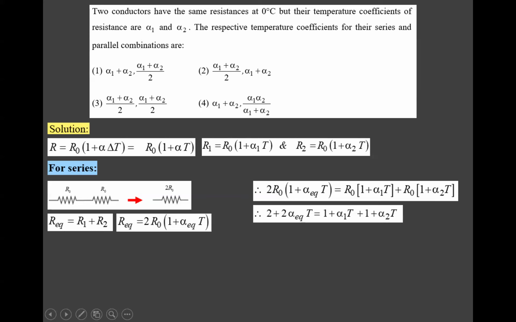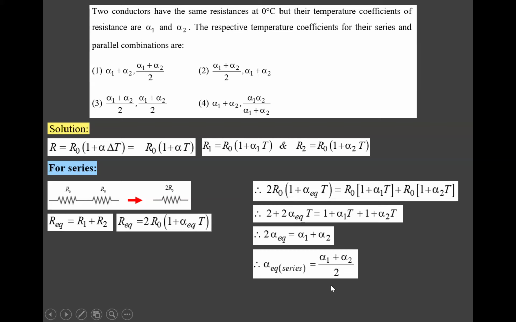We can write 2 plus 2 alpha equivalent T equal to 1 plus alpha 1 T plus 1 plus alpha 2 T. The 1 plus 1 is 2, and these 2 cancel. Then take T common, and it cancels. So we can write 2 alpha equivalent equal to alpha 1 plus alpha 2. So alpha equivalent is (alpha 1 plus alpha 2) by 2. The alpha equivalent for the series combination of these two conductors is obtained.